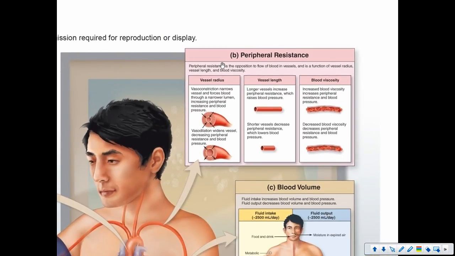Over here, we see the effects of resistance on the blood vessels. If we have vasoconstriction, that's going to be more resistance to flow, slower flow. If we have vasodilation, less resistance to flow. Whether a vessel is longer or shorter is going to affect resistance. If we have longer vessels, there's more friction, more contact of the blood against the blood vessel, so more resistance. If it's shorter, less resistance. How thick is the blood? If the blood is thicker, again, more resistance. If it's thinner, less resistance.